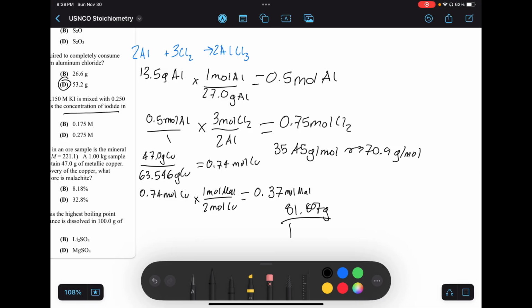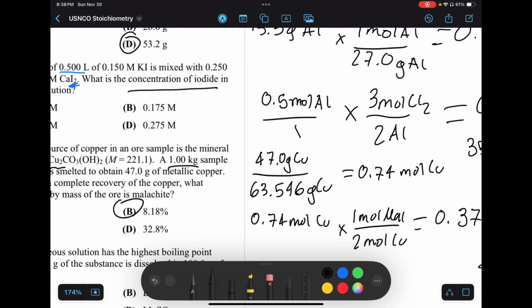And then if we divide this by 1,000 grams, because this is a 1 kilogram sample, this is going to be 8, oh, that's really bad, 8.18%. So B is our answer here.